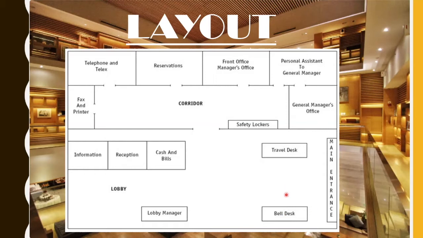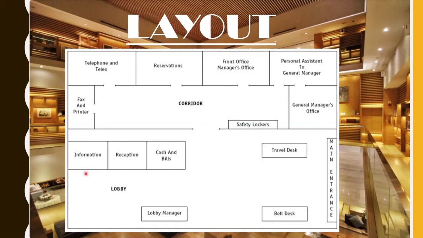As soon as the guest enters the lobby, there's a bell desk which takes care of the guest's luggage, both at the time of checking in and checking out. Usually, there's a travel desk also located near the entrance to help the guest arrange any transportation during the stay or at the time of departure. The travel desk also arranges for car hire and sightseeing, etc. The lobby also has plenty of seating arrangements where the guests are served a welcome drink depending on the hotel policy, and the guests can also entertain their own visitors in the lobby.